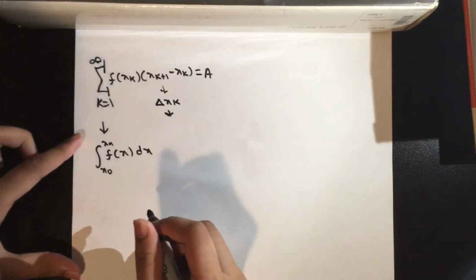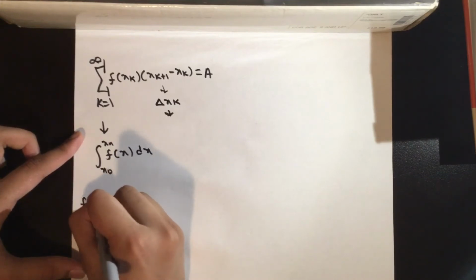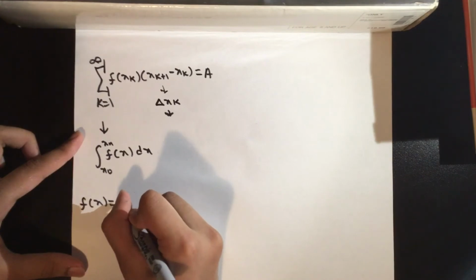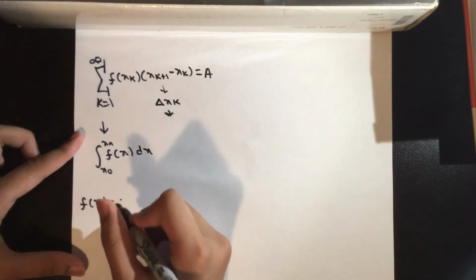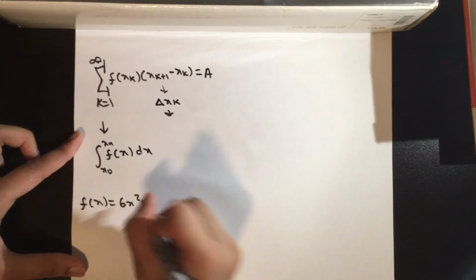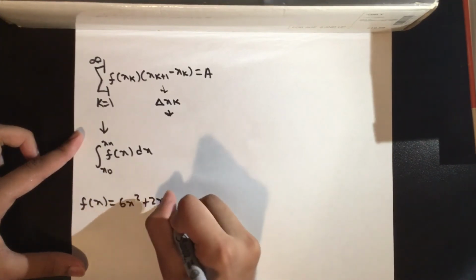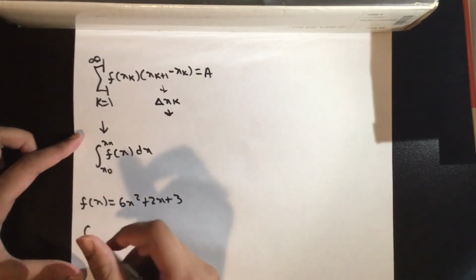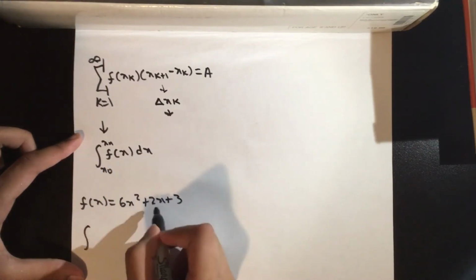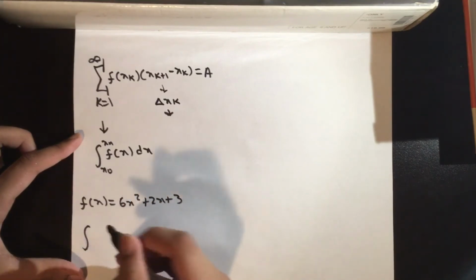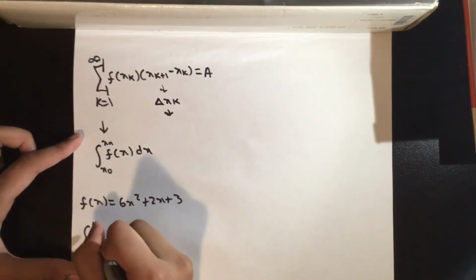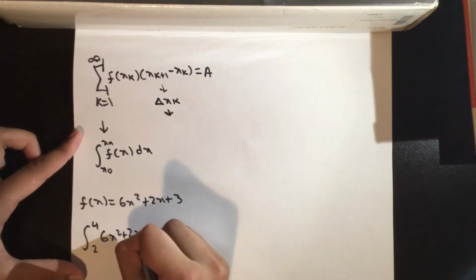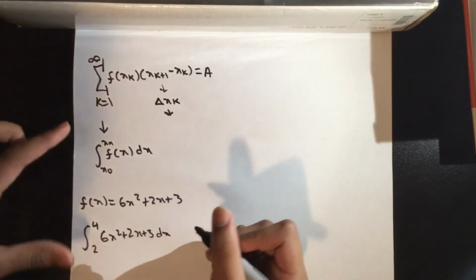I'll show you how. So given the function f of x is equal to something like 6x squared plus 2x plus 3. We can write this down as the integral and say we want to find the area under this function in the boundary 2 to 4. So we write 4 to 2, the limits, 6x squared plus 2x plus 3 dx.